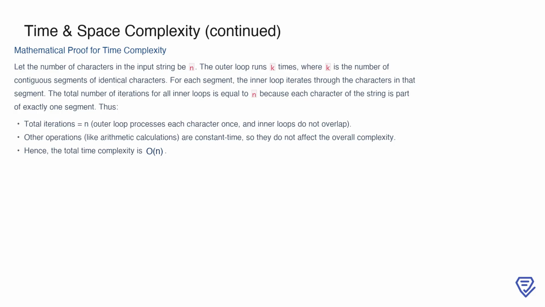Operations like arithmetic calculations, such as length plus 1, divided by 2, are constant time operations and do not impact the overall complexity. Combining these observations, we can conclude that the total time complexity of the algorithm is O(n).